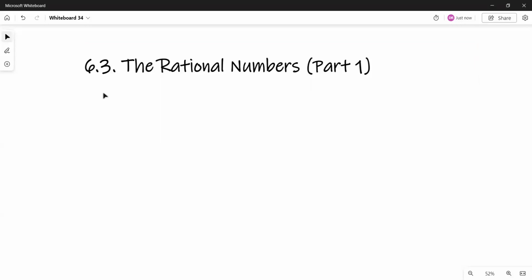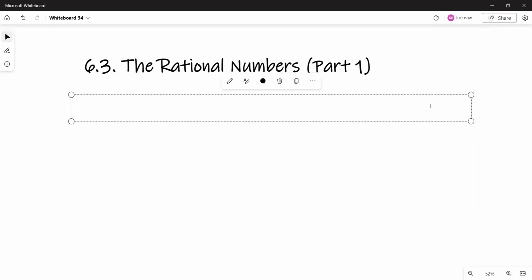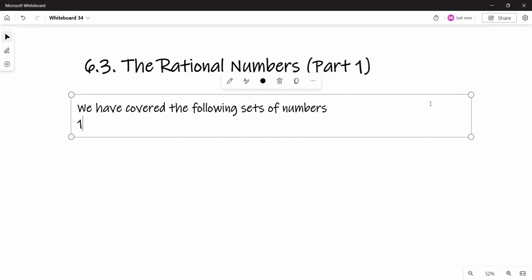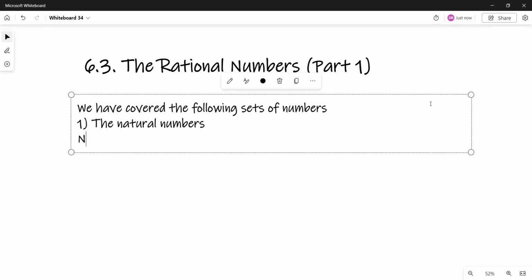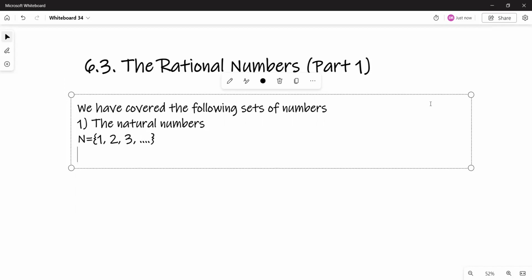Hello, I'm starting section 6.3 today on the rational numbers. So we have covered so far the following sets of numbers. We did the natural numbers. The natural numbers are the counting numbers. The whole numbers are the natural numbers and the zero.